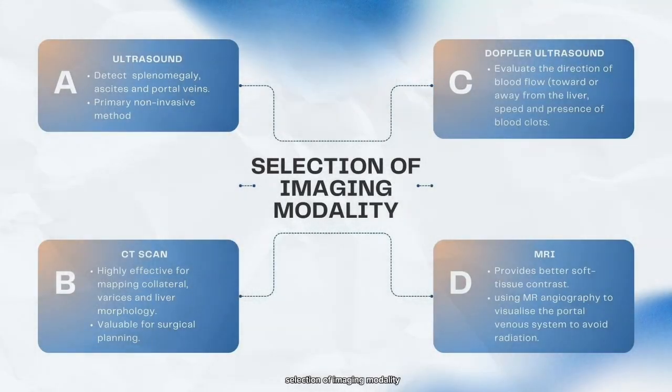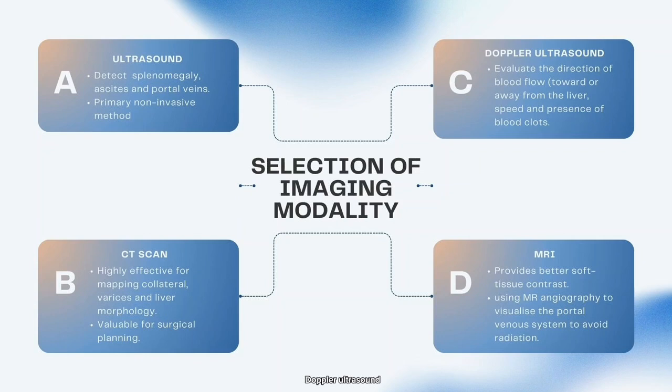Selection of imaging modality. Ultrasound detects splenomegaly, ascites and portal vein changes. It is the primary non-invasive method. CT scan is highly effective for mapping collaterals, varices and liver morphology. It is valuable for surgical planning.